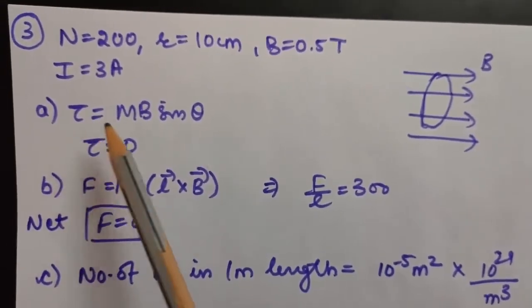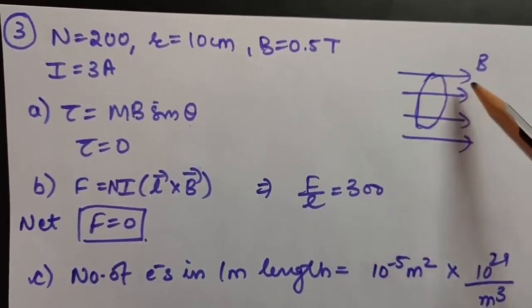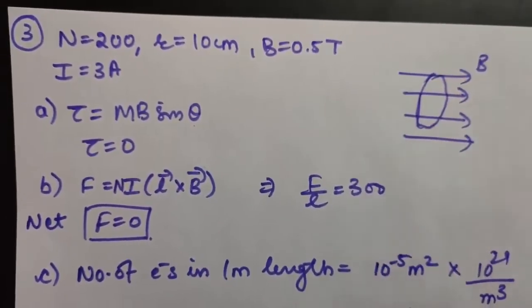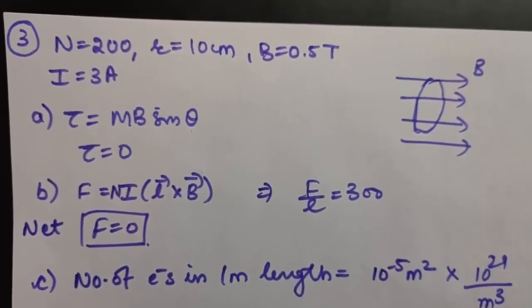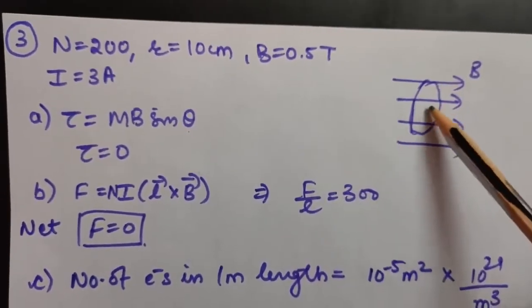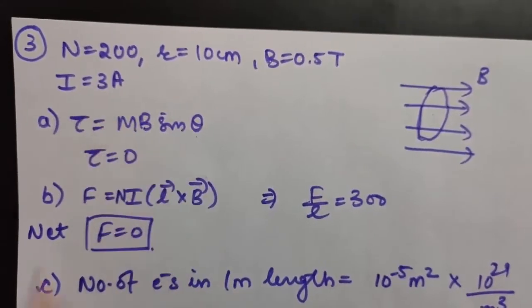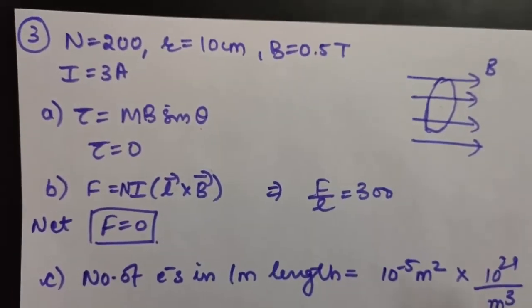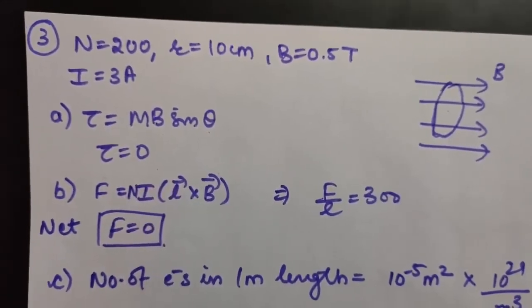Again, the formula of the torque is MB sin theta. If this is B, and as you know, the magnetic moment is also perpendicular to the coil. So if we find the magnetic moment for this coil, it will either be parallel or anti-parallel depending on the direction of current. In both cases, the torque will be 0, right?